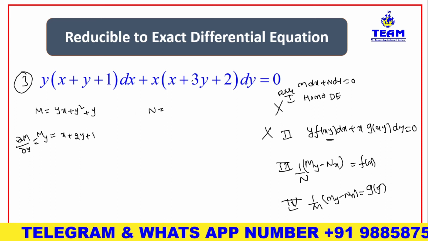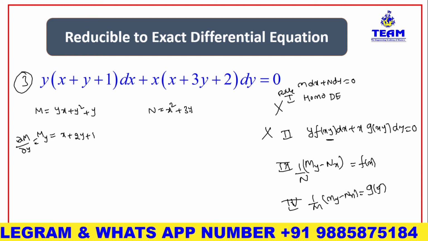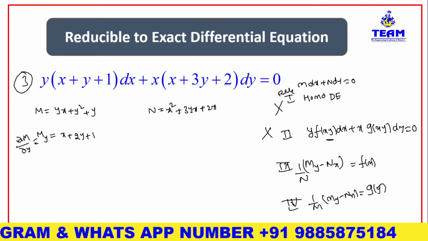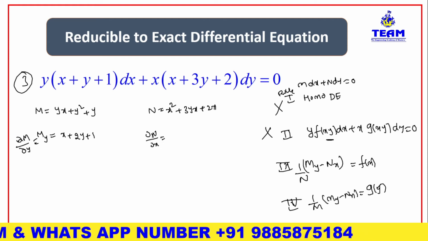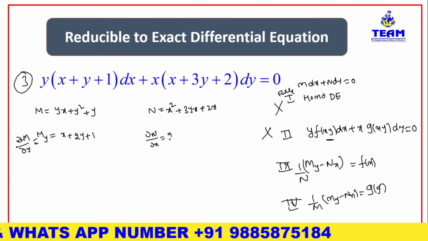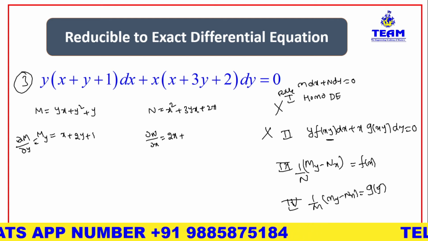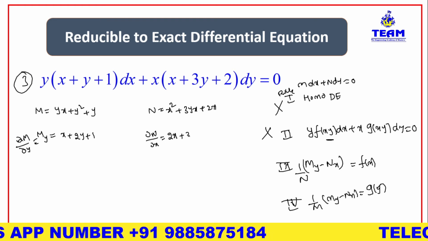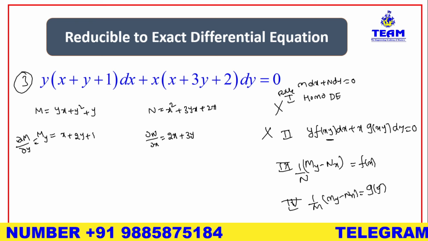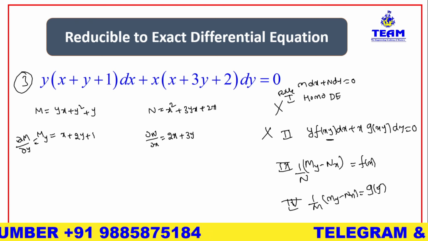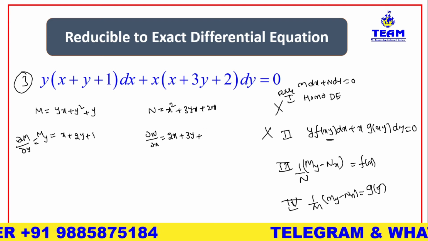Next you want N. What is the N here? Multiply inside: N is x into x, that is x², plus 3 into y into x, plus 2 into x. Now I want to find ∂N/∂x, which means I am differentiating N partially with respect to x. So here you have x², whose derivative is 2x. Here you have 3y into x, x derivative is 1, and 3y is a constant, since it is independent of x, we have to treat it as a constant.